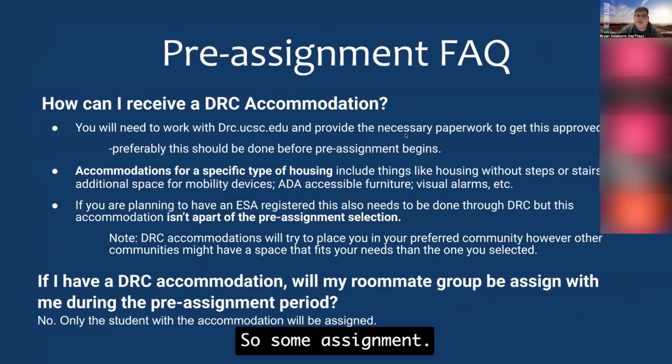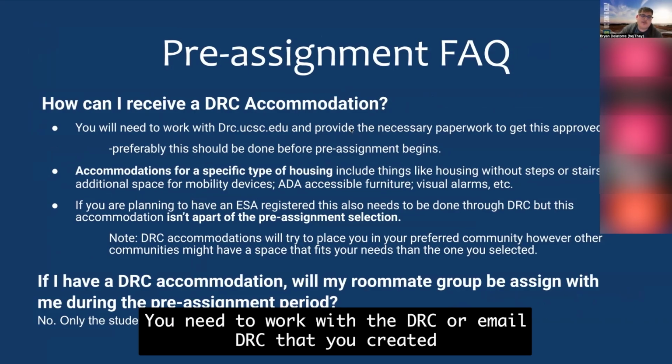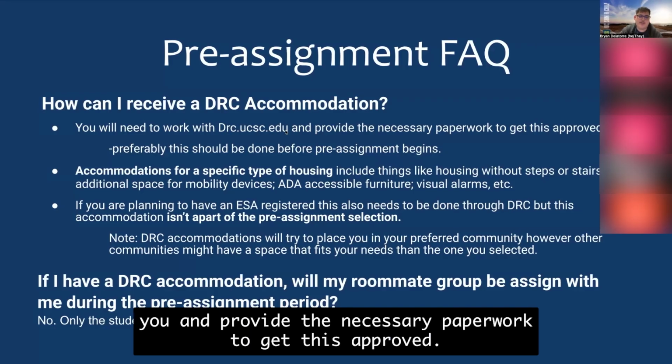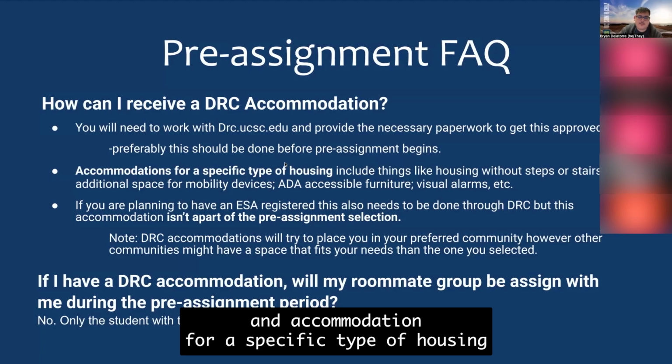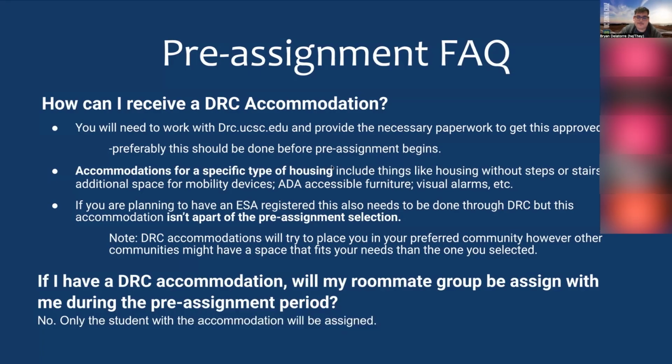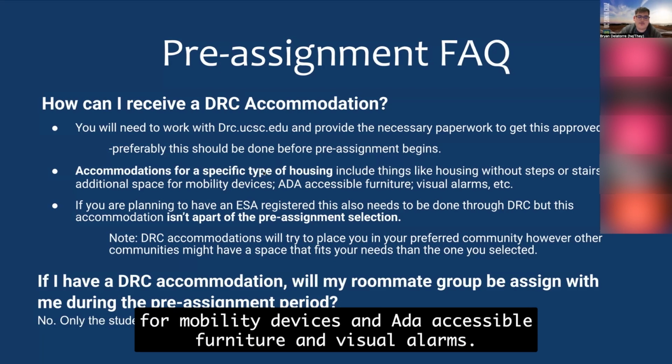So some pre-assignment FAQs. How can I receive a DRC accommodation? You'll need to work with the DRC or email drc.ucsc.edu and provide the necessary paperwork to get this approved. Preferably it should be done before pre-assignment begins. And accommodation for a specific type of housing would be housing without steps or stairs, additional space for mobility devices, and ADA accessible furniture and visual alarms.